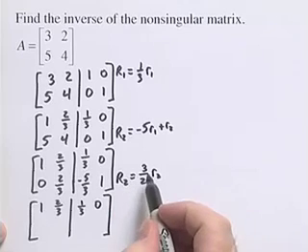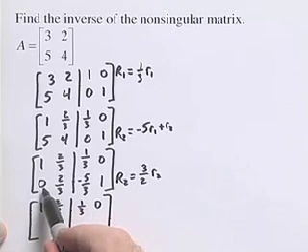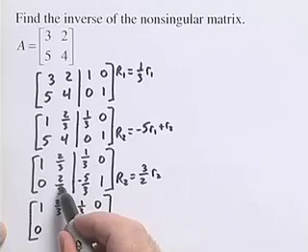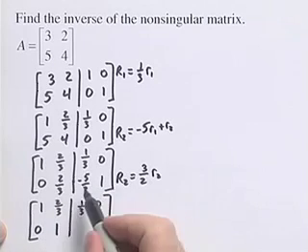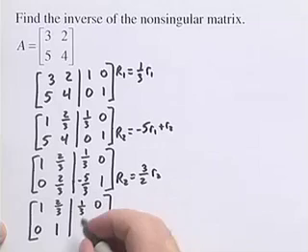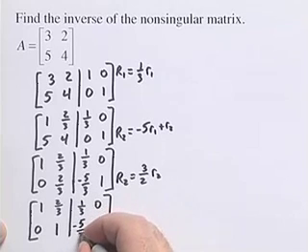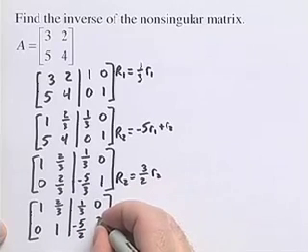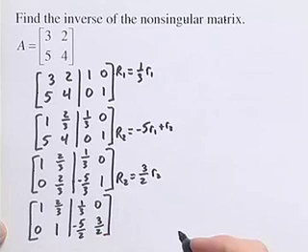And now we need to perform this operation. 3/2 times 0 is still 0. 3/2 times 2/3 is 1. 3/2 times -5/3 is -5/2. And 3/2 times 1 is 3/2.